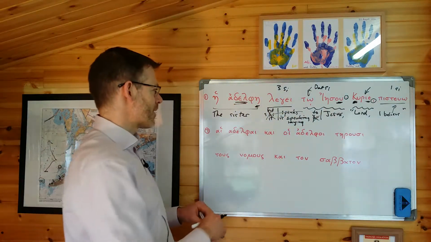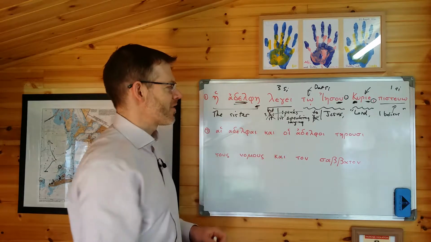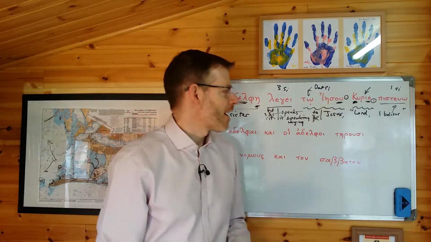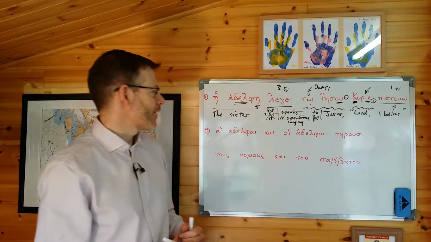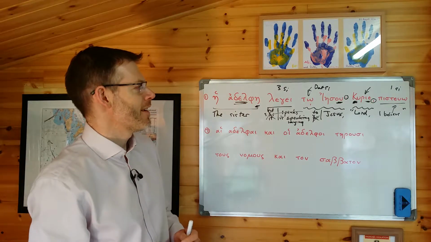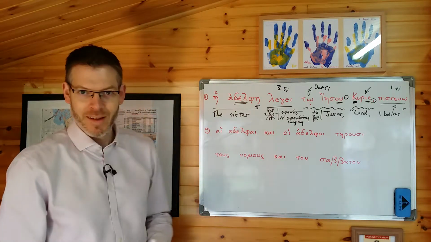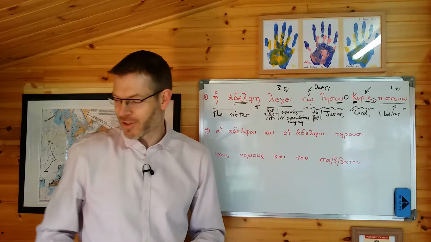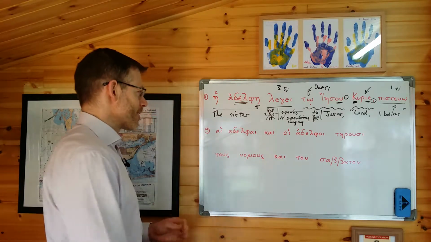So here we've got the complete sentence. The sister is saying to Jesus, Lord, I believe. Adelphe lege to Iesu Kyrie pistuo. Okay, let's look at the second one, shall we? I'll get a different colour just so we don't get confused with the different words.